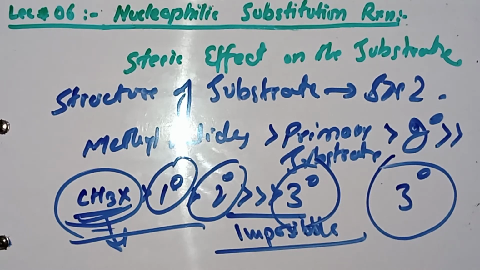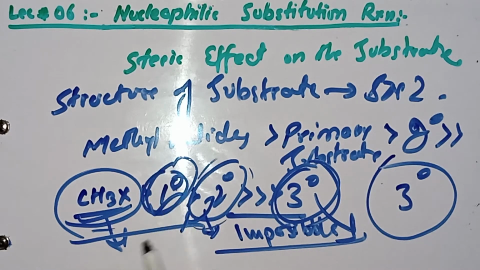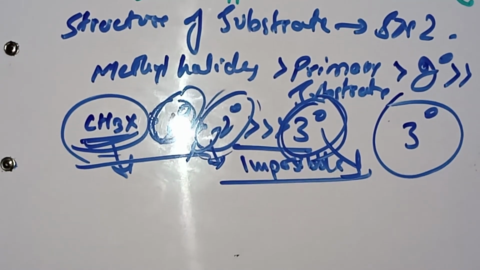Why does the 3 degree alkyl halide not take place in the SN2 reaction, while the 2 degree alkyl halide, or secondary alkyl halide, can take a reaction, but the rate will be very lower as compared to the 1 degree alkyl halide? What is the reason behind this? The reason is that the steric effect is involved.